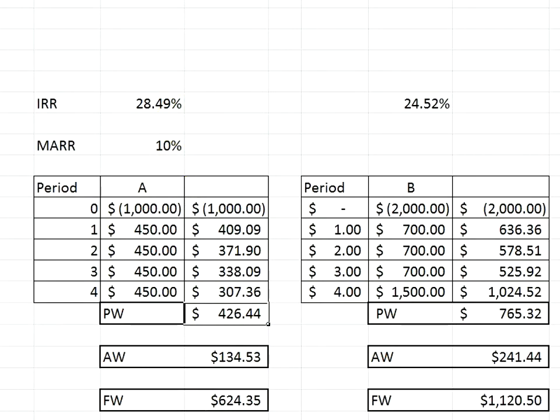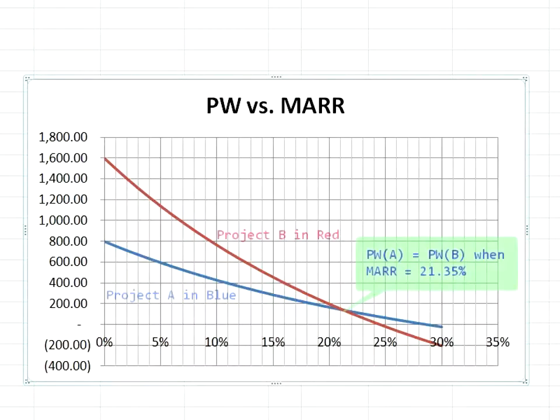How does that look in the graph? Here you have a graphical representation of these two projects again. Project A is in blue and Project B is in red. And as you can see, for the most part, as long as the minimum attractive rate of return is less than about 21.5, it is more convenient to invest in Project B. However, if our minimum attractive rate of return exceeds that number, then Project A is more convenient, because the present worth of Project A is higher over the range starting at 22%.